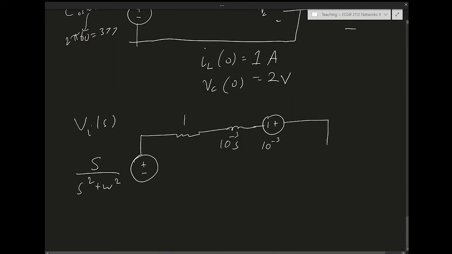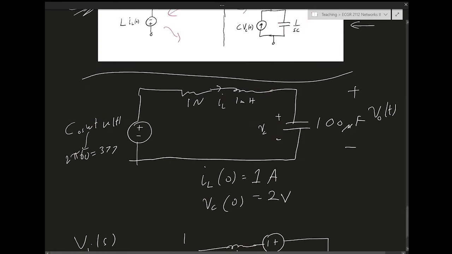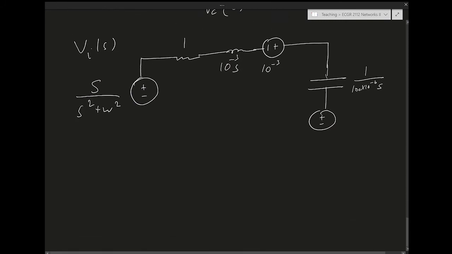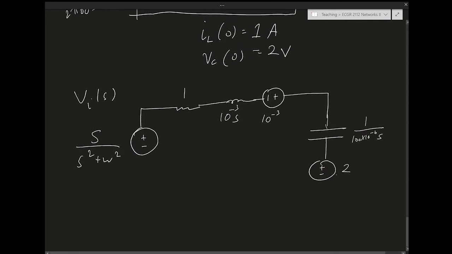So I'm going to have the capacitor with an impedance of 1 over SC, which is 1 over 100 microfarads, 100 times 10 to the power minus 6 S. Right, and then the initial condition is just the voltage in series, which is 2 over S, right? So it's VC0 over S. The initial condition of the voltage is 2, so it's going to be 2 over S.